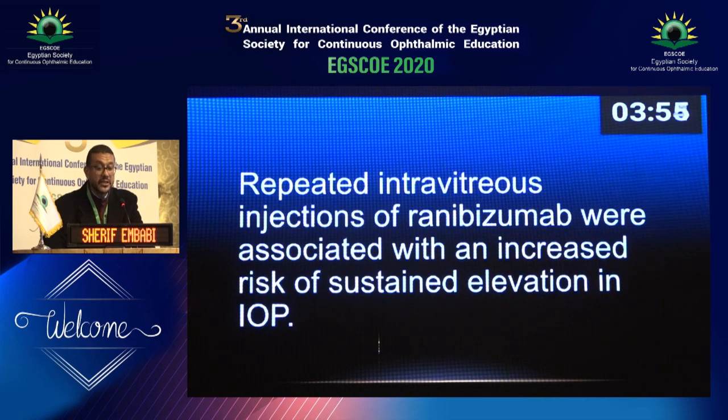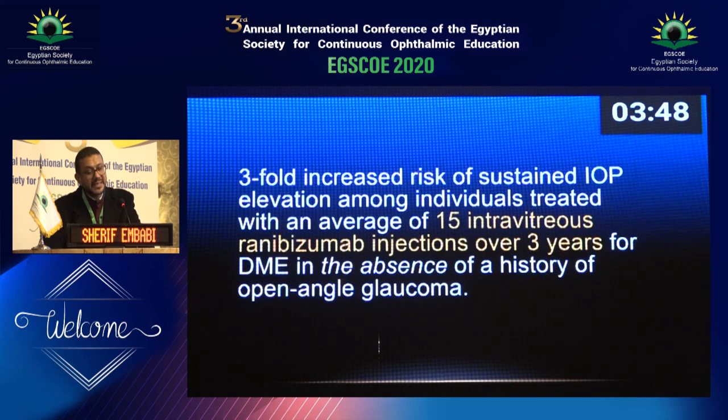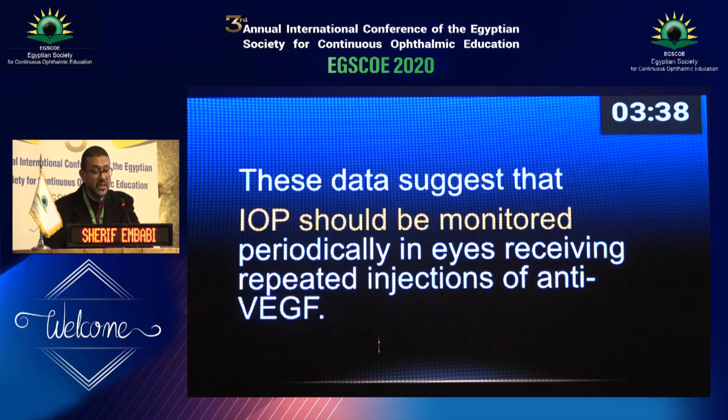But again, repeat intravitreal injection of ranibizumab was associated with an increased risk of sustained elevation of intraocular pressure. This usually appears after an average of 15 injections over 3 years. So keep an eye on the intraocular pressure for those patients. They can develop elevation of intraocular pressure. So this data suggests IOP should be monitored periodically in eyes receiving repeat intravitreal injection of anti-VEGF.